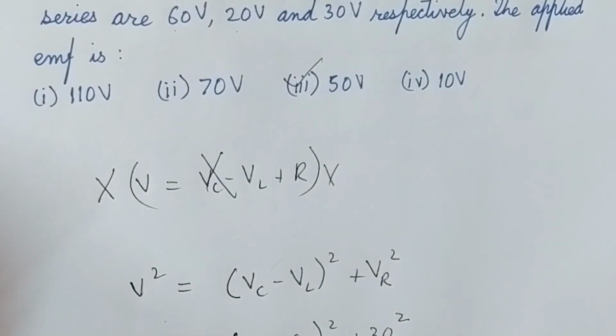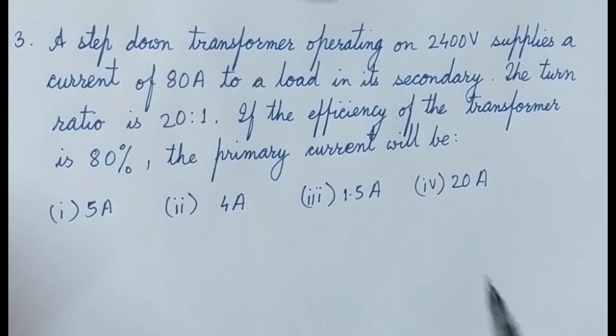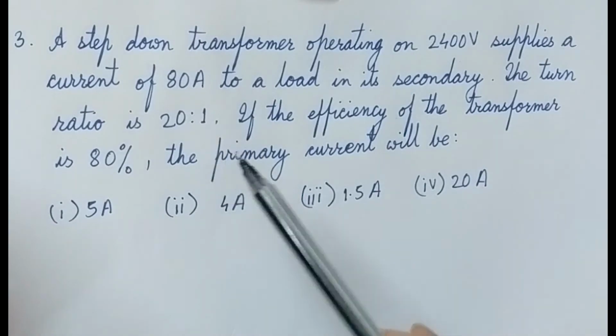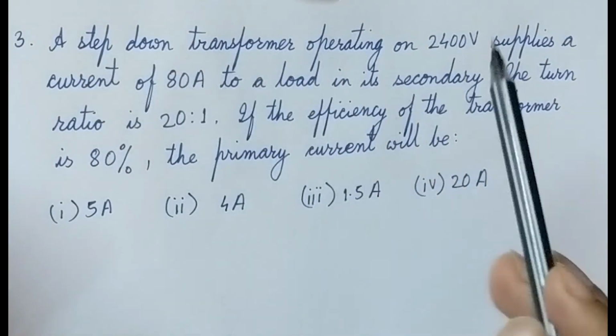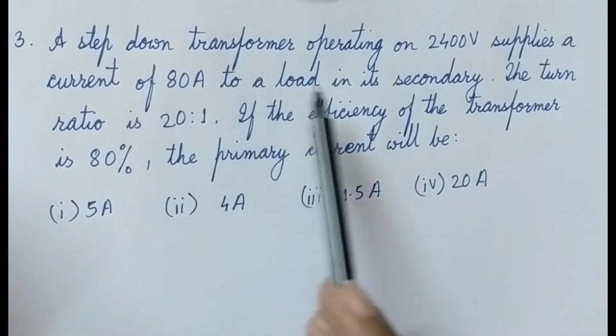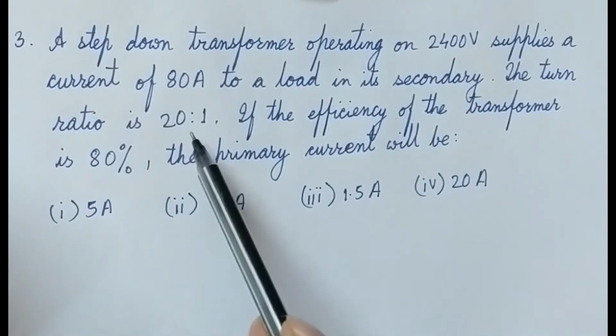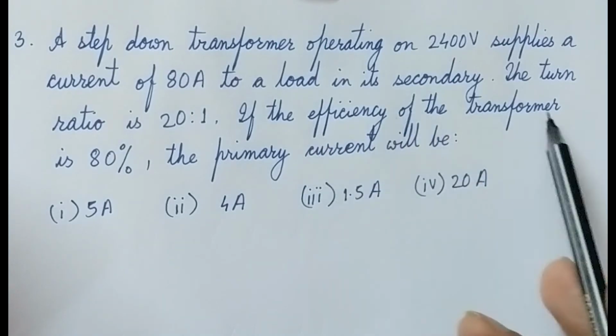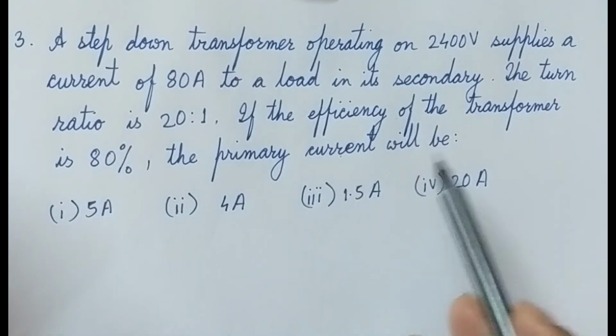Let's move ahead to the next one. The third sum is a sum for a transformer. It says that a step-down transformer operating at 2400 volt supplies a current of 80 ampere to a load in its secondary. The turn ratio is 20:1. If the efficiency of the transformer is 80%, the primary current will be.